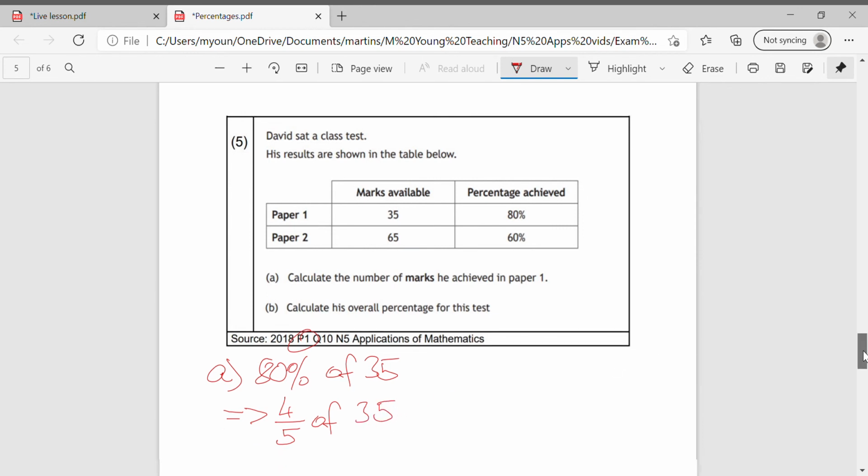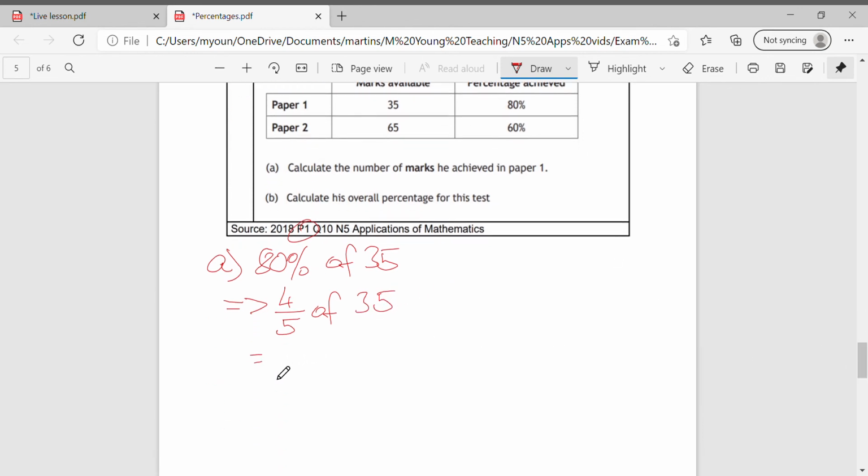So I'm doing 4/5 of 35. To do that, divide by the bottom, times by the top. 35 divided by 5 is 7 times 4, it's going to be 28. So that's the amount of marks that you got for this one. So you get 28 marks.